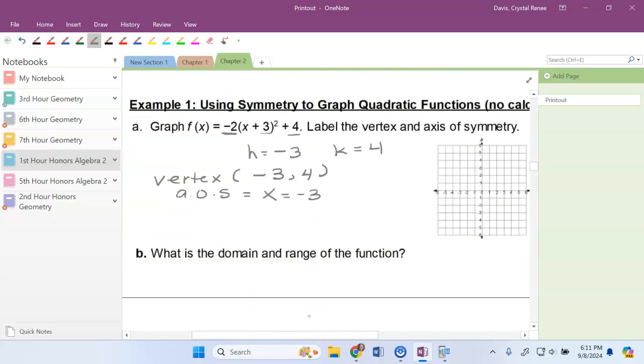Now if I graph this, I'm going to go ahead and do just a quick chart. Usually on your tests and your quizzes, it wants you to actually plot 3 physical points and then connect the dots and kind of eyeball it after that. So I'm just going to pick easy ones.